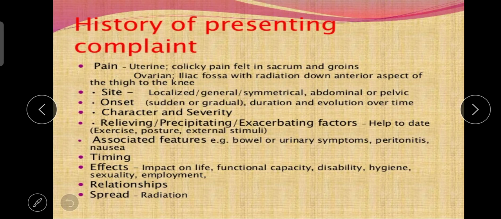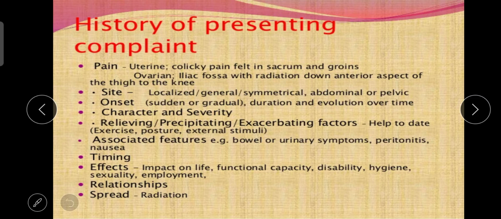Next one is history of presenting complaints, or chief complaints. In this, what are you going to ask? You are going to ask if there is a pain. Is the uterine pain colic, or felt in the sacrum or groin or in the ovary? Which area, the site of the pain, onset, when it started, and the character and severity of the pain.